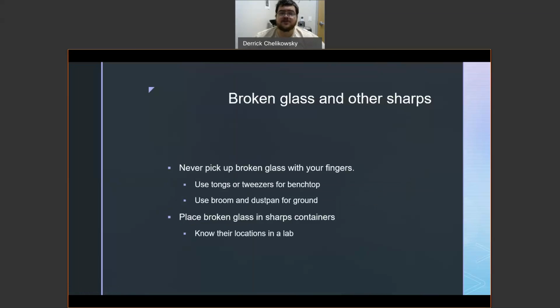Broken glass and other sharps should never be picked up with your fingers. You should use tongs or tweezers for a bench top. You should use a broom and dustpan for the ground. Place broken glass in sharps containers.